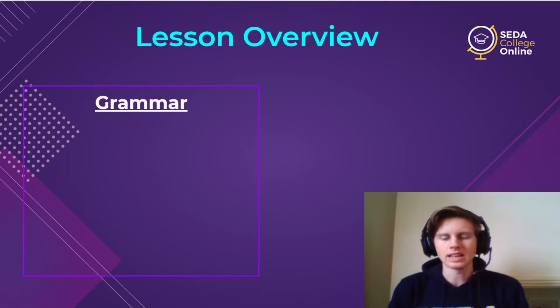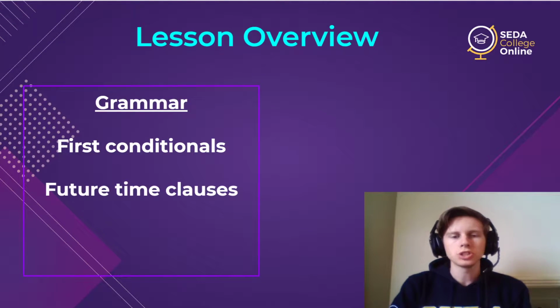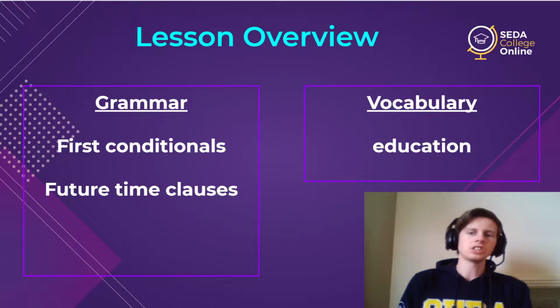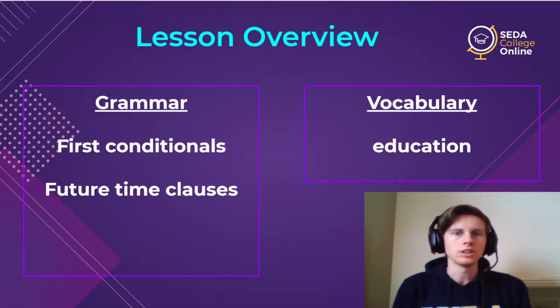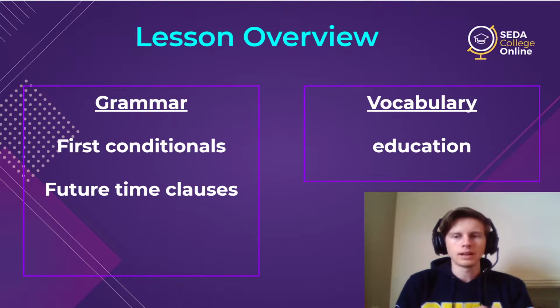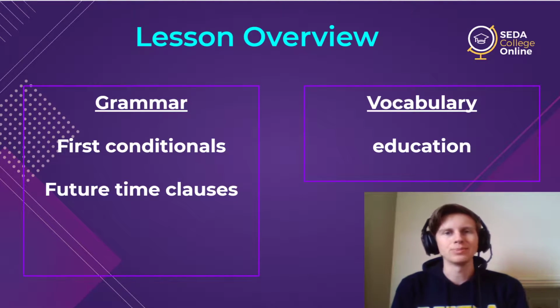So the lesson today, the major points are going to be first conditionals and future time clauses. And in addition to that, we're going to talk about education, and the education vocabulary, I'm going to compare between U.S. English and British English. That's where I'm going to make my comparison for that vocabulary. It's something I find very interesting because I'm from the United States, but I live in Ireland, so I get to have fun with British, Irish, and American English.